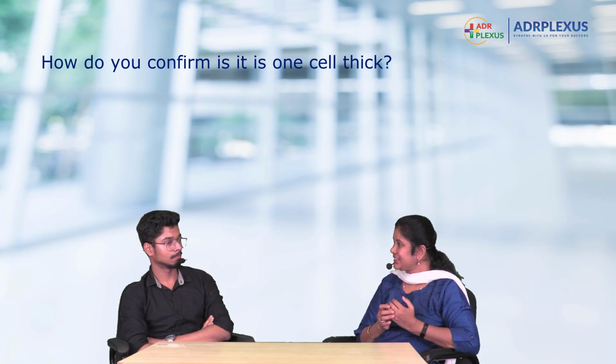How do you confirm whether it is one cell thick? We'll check whether any cells are overlapping or not. So there should not be any overlap. Most of the cells are RBCs, because they are in millions. They should just touch each other or lie near to each other. So that is the indication of a one cell thick layer.